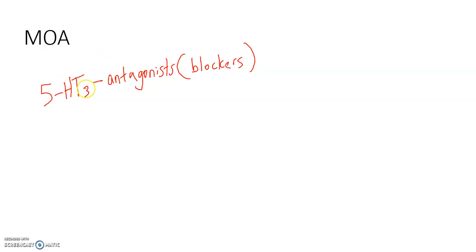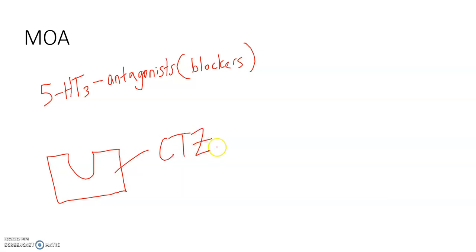So what these drugs do is they block the serotonin receptors in the chemoreceptor trigger zone, and also in the gut. So in the intestine and also in the chemoreceptor trigger zone in the brain.